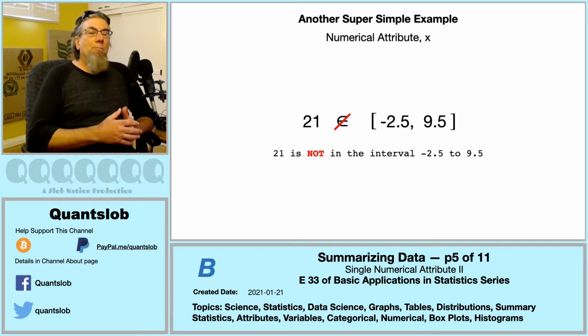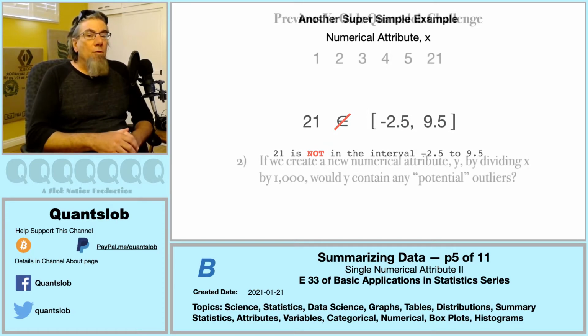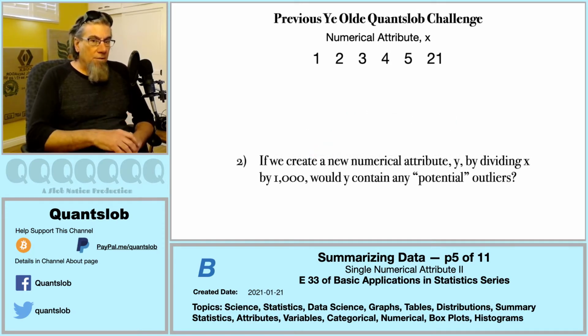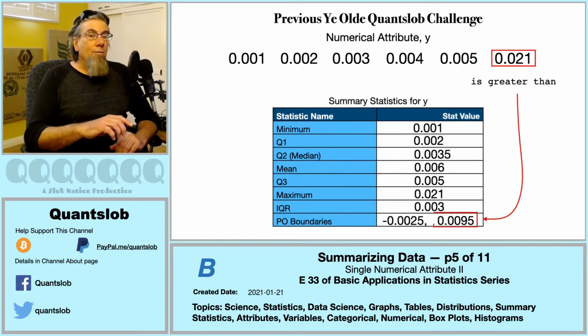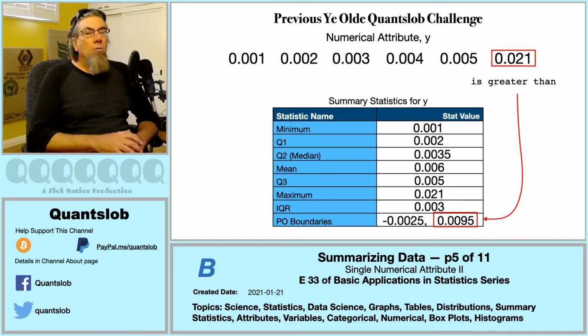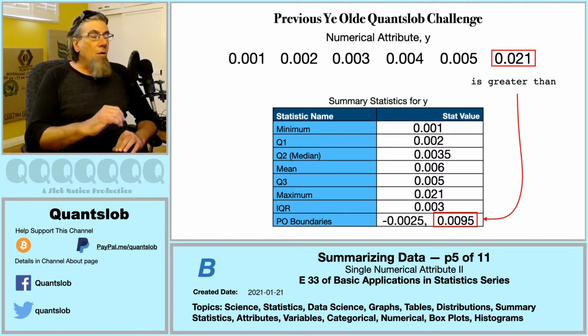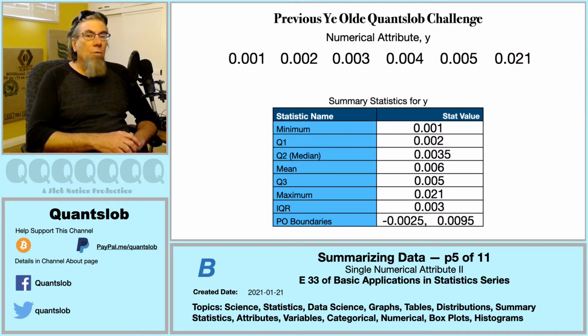Part 2. Suppose we create a new numerical attribute by dividing x, our original collection of 6 numbers, by 1,000. Well, we can simply repeat the familiar ritual of creating our summary stats table and observe that 0.021 is greater than our upper potential outlier boundary of 0.0095. It turns out that multiplying or dividing numbers by any constant value, so long as that value is not 0 or infinite, will never change the outlier status of any value.